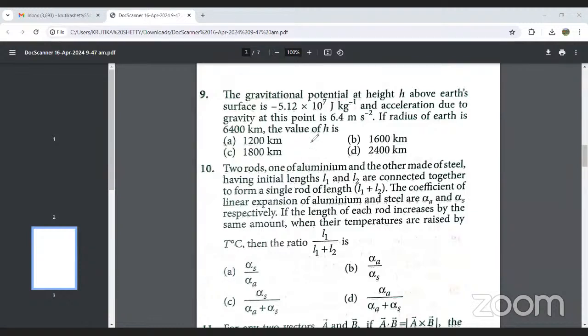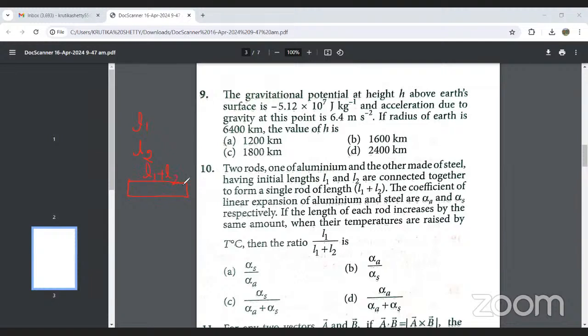Two rods. So we have the two rods. It is based on the what? That is thermal. We have two rods, one of aluminium and the other of steel, having the initial lengths L1 and L2. They are connected together to form a solid rod of length, so the total length is L1 plus L2.